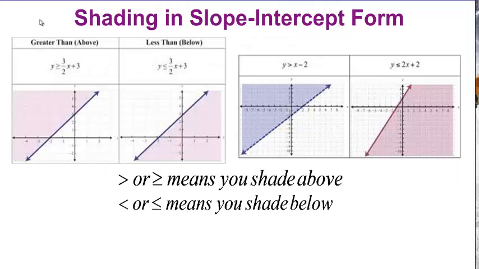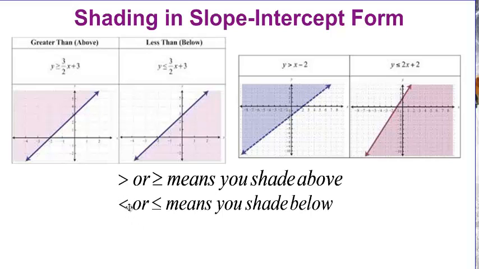When we shade in slope-intercept form, the two most important things for you to know is that when it's greater than or equal to, it means we shade above. So in the first example here, it's greater than or equal to, so we shaded above the line. And here, the third example, it's strictly greater than, so we shaded above the line. Now when it was greater than or equal to, it was a solid line, just as a reminder. And when it was simply greater than, it was a dashed line.